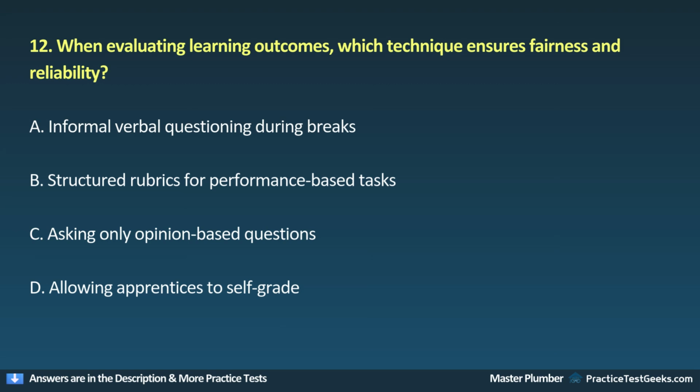12. When evaluating learning outcomes, which technique ensures fairness and reliability? A. Informal verbal questioning during breaks. B. Structured rubrics for performance-based tasks. C. Asking only opinion-based questions. D. Allowing apprentices to self-grade.